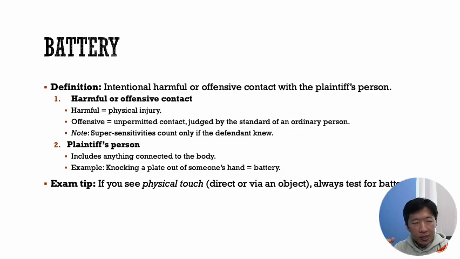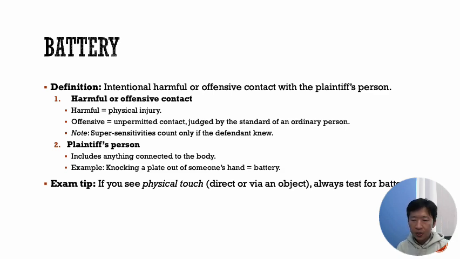And the second element is the plaintiff's person. The plaintiff's person includes the plaintiff's body and also anything the plaintiff is holding. For example, the plaintiff is holding a plate, and then the defendant is swiping the plate away. So that will be considered battery.